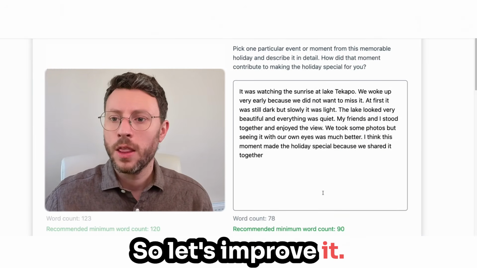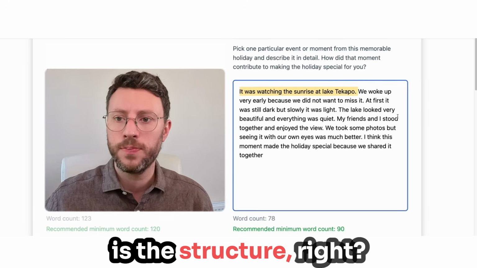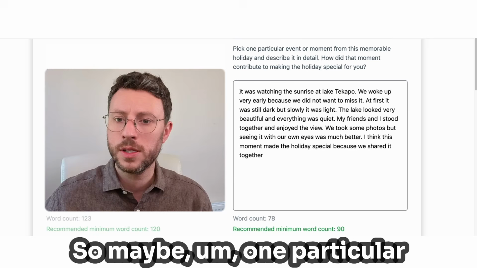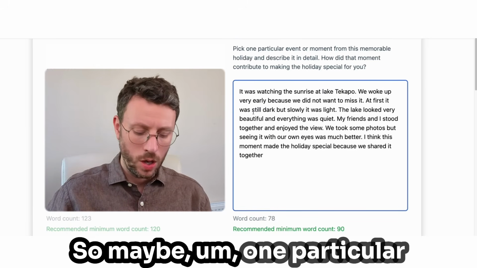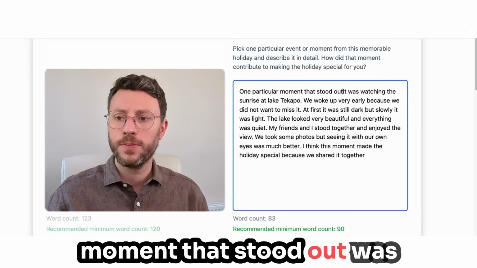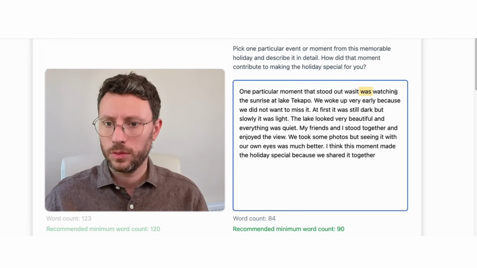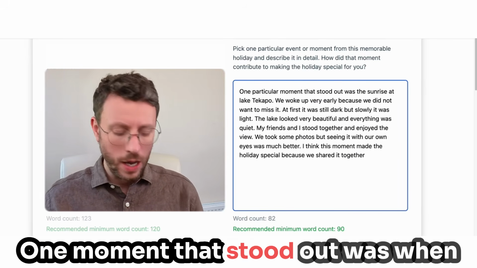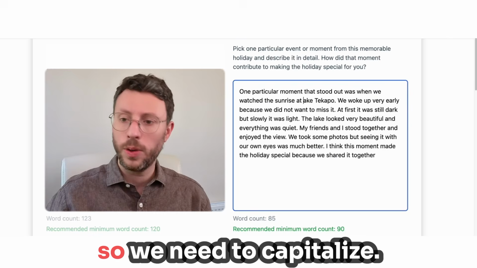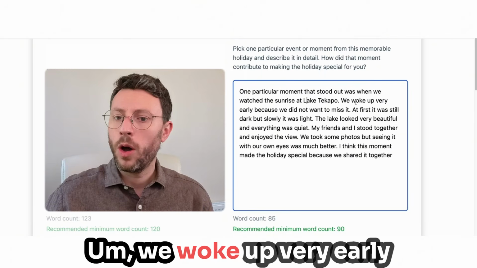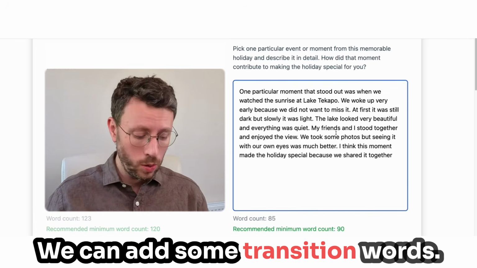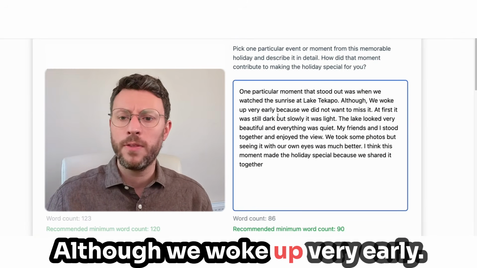So let's improve it. The first thing I notice is the structure, right? Let's use the question to help us. Particular event or moment. So maybe one particular moment that stood out was when we watched the sunrise at Lake Tekapo. Remember, it's a place, so we need to capitalize. We woke up very early because we did not want to miss it. That sounds good. We can add some transition words. Although we woke up very early.